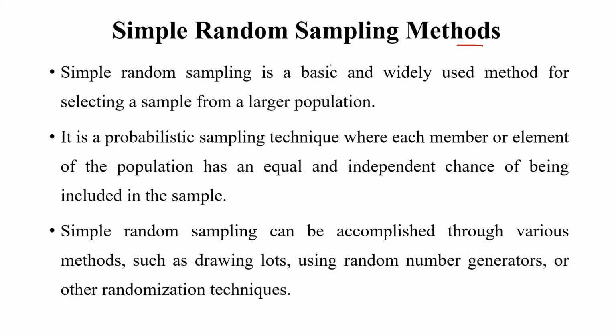Simple random sampling is a type of probability sampling method. It is a basic and widely used method for selecting a sample from a larger population. It is a probabilistic sampling, as I said, where each member or element of the population has an equal and independent chance of being included in the sample.